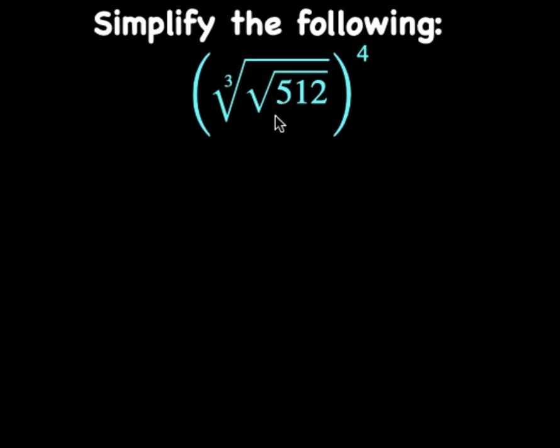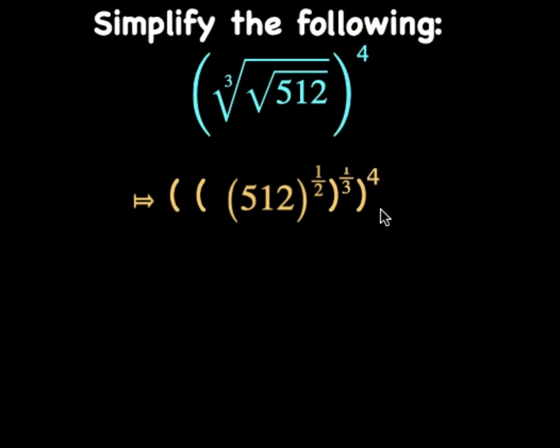that is the square root of 512. The square root of 512 in index form is 512 raised to power 1 over 2. The cube root is raised to power 1 over 3, then all raised to power 4.